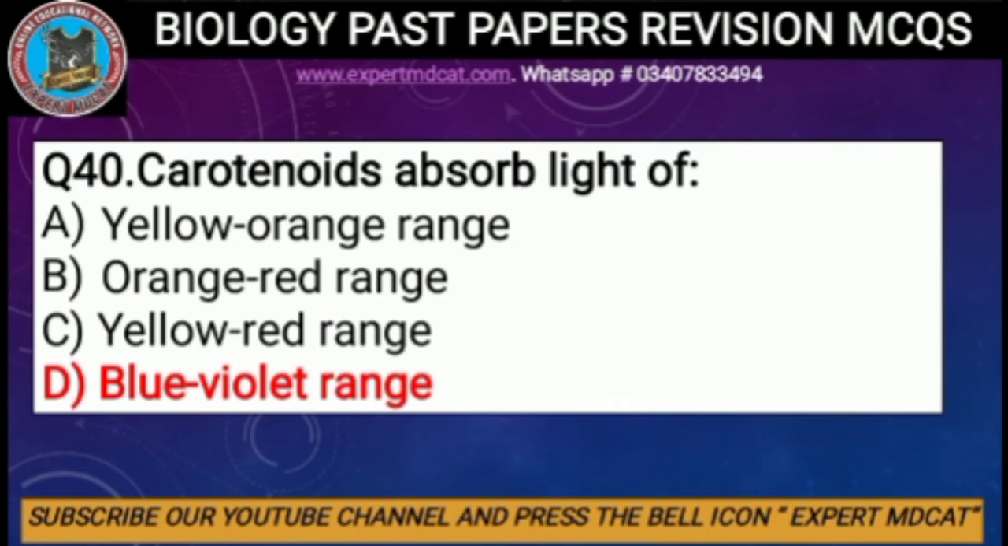Here, these are all mixtures of each other, and neither is correct. So option D is not correct. The blue violet range is not absorbed by carotenoids. So the correct option is yellow and red to orange.